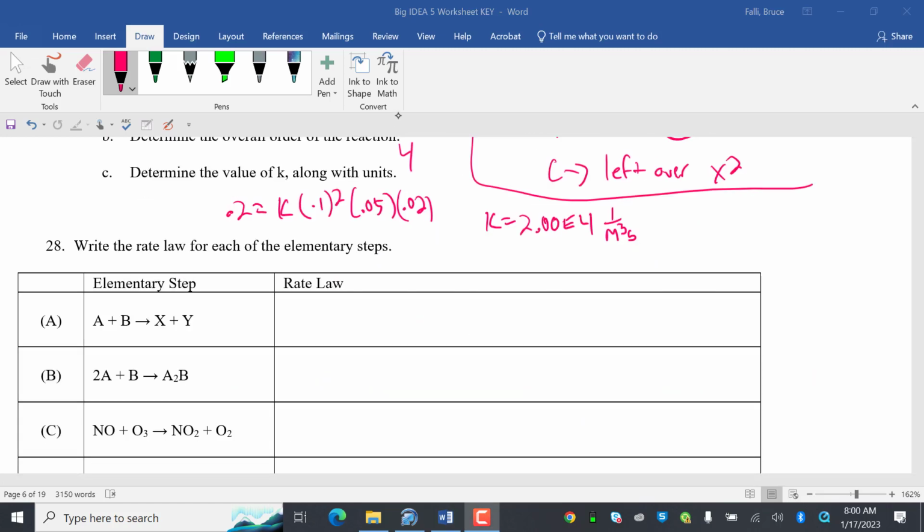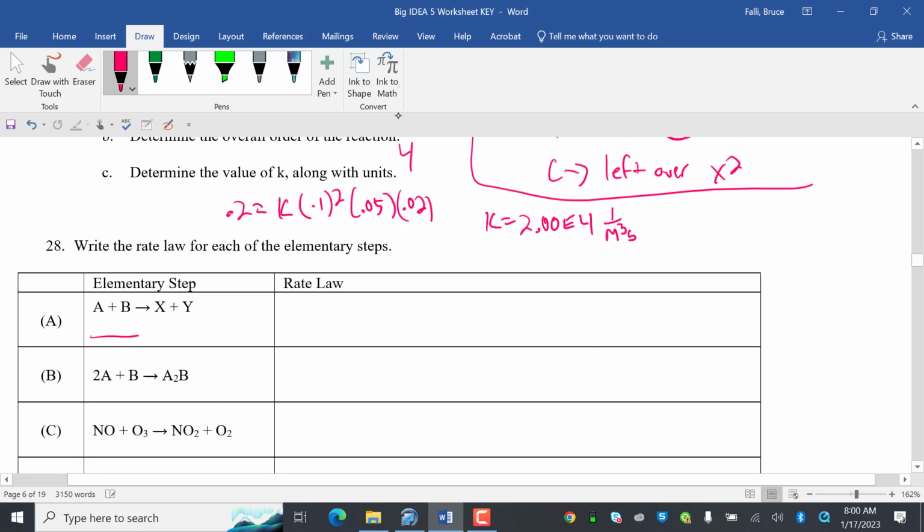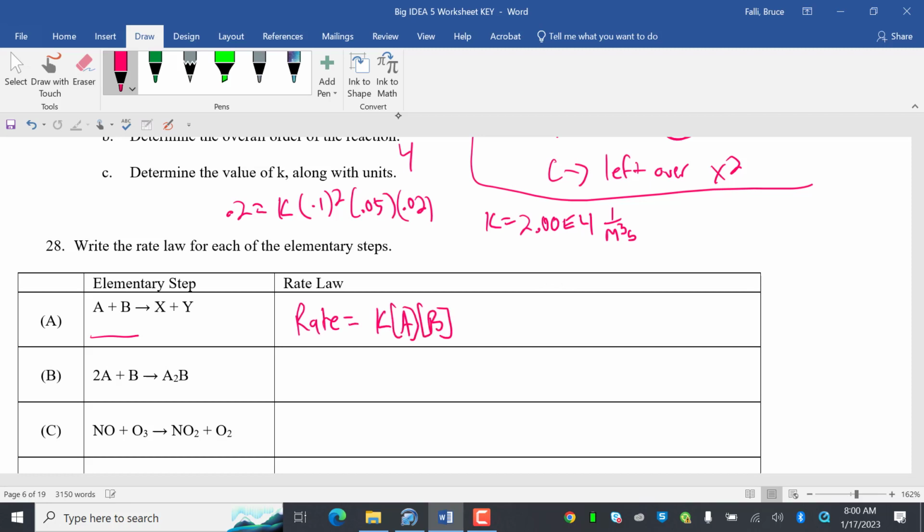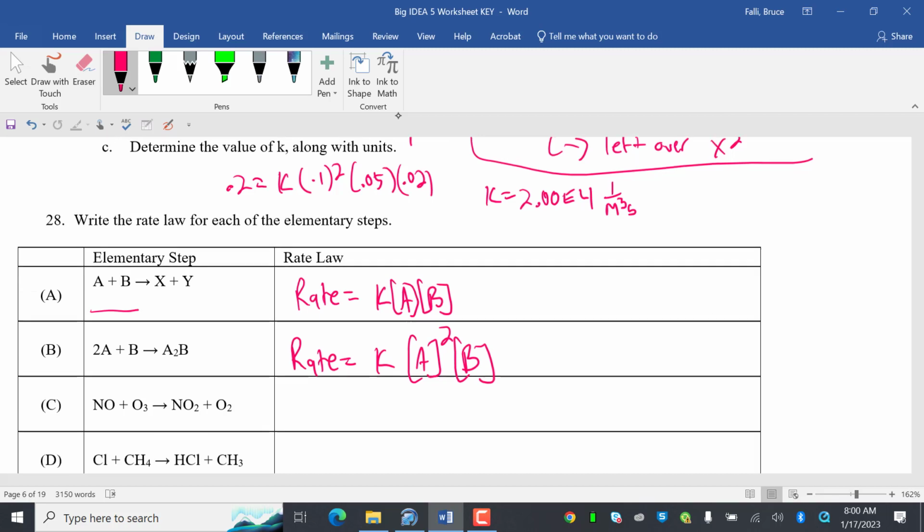All right, so we have to write the rate law for each of these elementary steps. So if this is an elementary step reaction, that means there's only one reaction step right here. So that just means rate equals K, A, B. And this is the only time, if it's an elementary step, that the coefficients are going to equal the exponents. So that's all I'm going to do is write rate equals K, A, B. And because it's an elementary step, that means there's one step in the reaction. So that means two A's have to hit at the same time as B to make that bad boy.